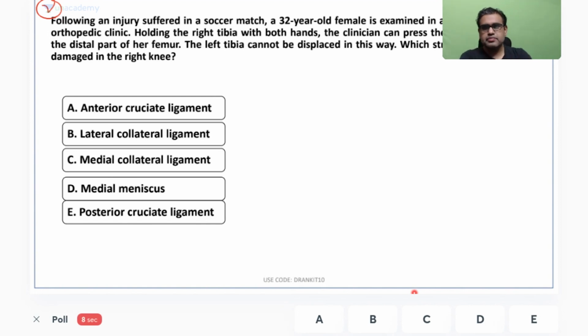Press the tibia backward easily. Which ligament?